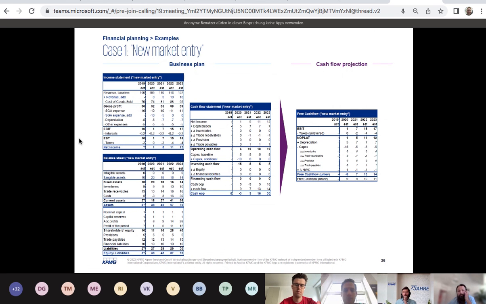And then you can play around a little bit, especially if you have a well-functioning Excel model. You can increase the assumption here and decrease the assumption there, and then you can compare the cash flows and of course the valuation. Yep.